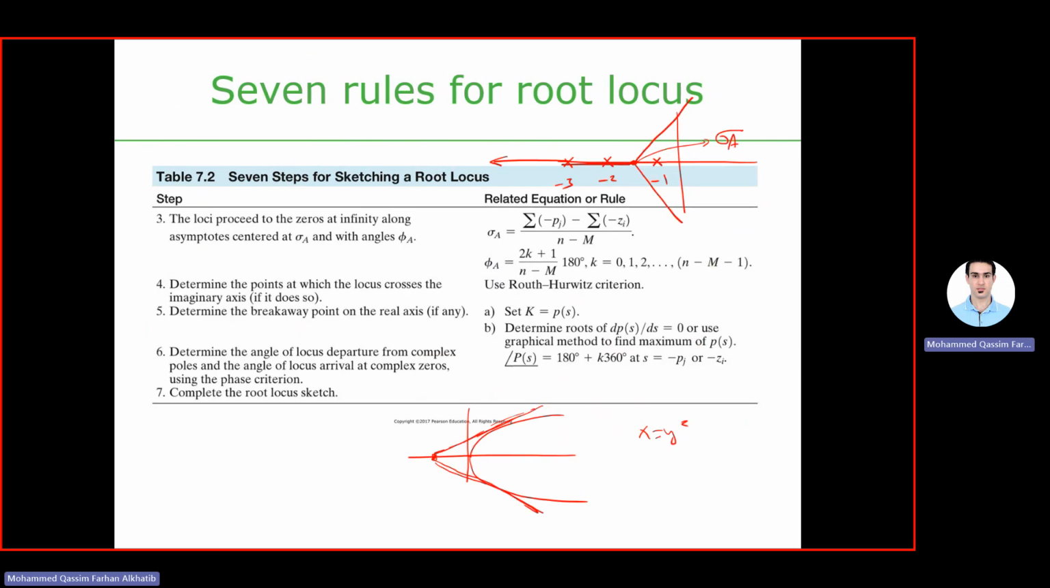So that's the formula. And again, see here, I did not rely on the previous work. I can start by this: find my poles, find my zeros, and I can automatically locate sigma A.